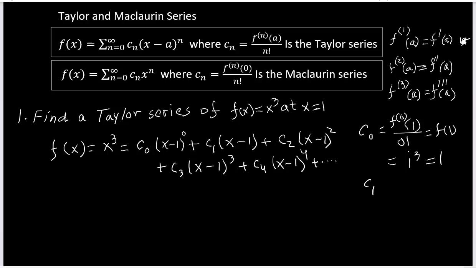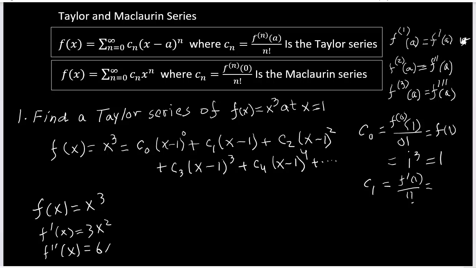What is c1? Take the derivative of the function. So we are just saying f prime of 1 over 1 factorial. And as you know, your function f of x is x to the 3. f prime of x gives me 3x squared. f double prime of x is 6x. And then f third derivative of x is giving me 6. Next, if you take the fourth derivative of x, that is 0, so we can stop.